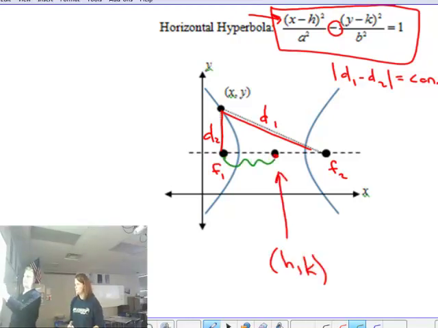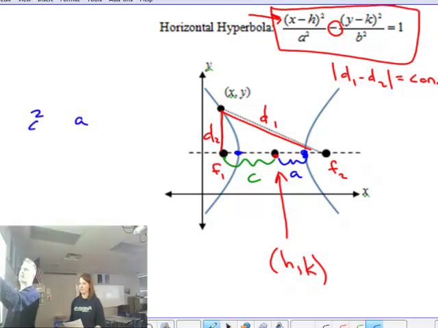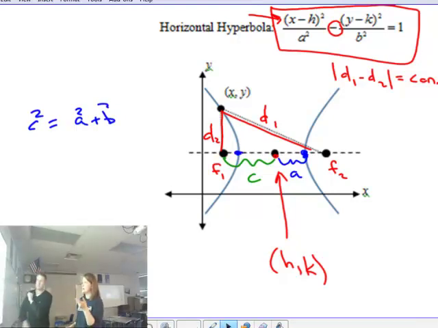And what's our length from the focus to the center then? That's again C. So that's still the same. The difference now is that C is bigger than the distance to the vertices. So where are our vertices going to be on this picture? We're going to have our vertices here. Our board's off a little bit, sorry. No worries, that'll work. And again, we can measure this length from the center to the vertex as length A. And of course C squared is equal to A squared plus B squared. So horizontal has the x first, vertical has the y first. They both have a subtract. Great. So we're going to try an example here.